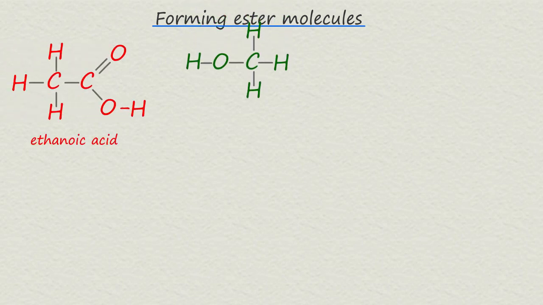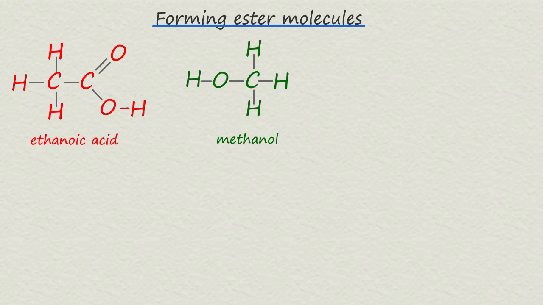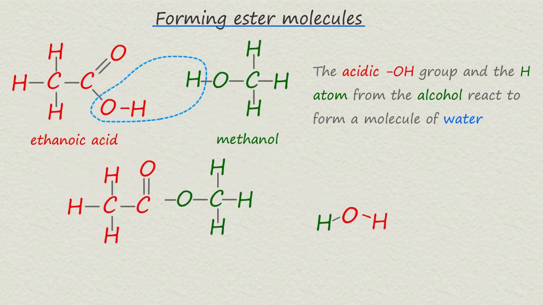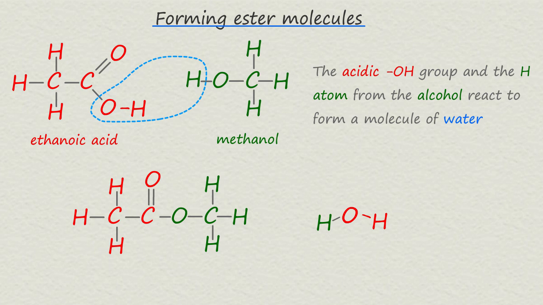The carboxylic acid, ethanoic acid, and the alcohol methanol will react with each other in the presence of a strong acid catalyst to form an ester. Now, the OH group present in the carboxylic acid and the hydrogen atom on the hydroxyl functional group in the alcohol will react together to form a molecule of water, while the remainder of the carboxylic acid and alcohol molecules will now simply join together to form the new ester molecule. The ester functional group is highlighted, and the presence of this group should immediately tell us that we are indeed dealing with an ester.